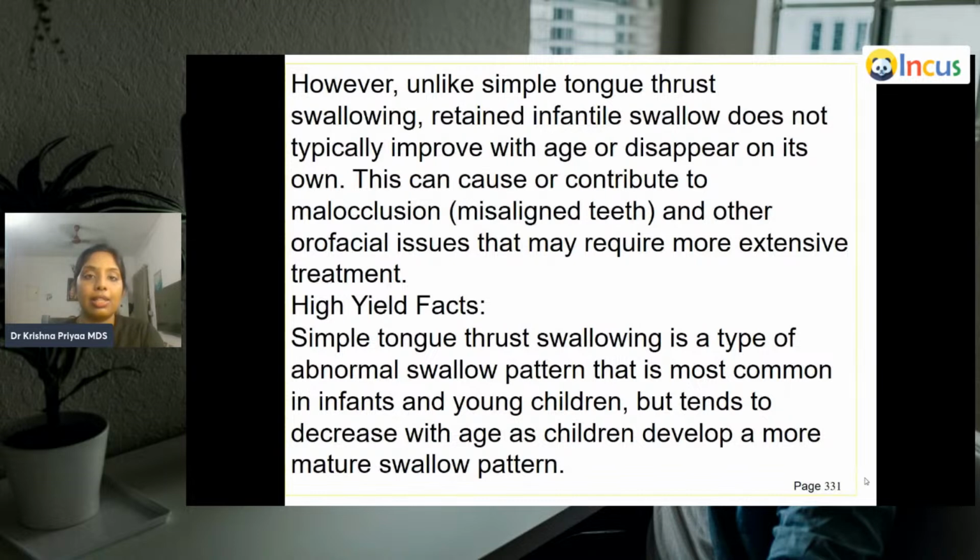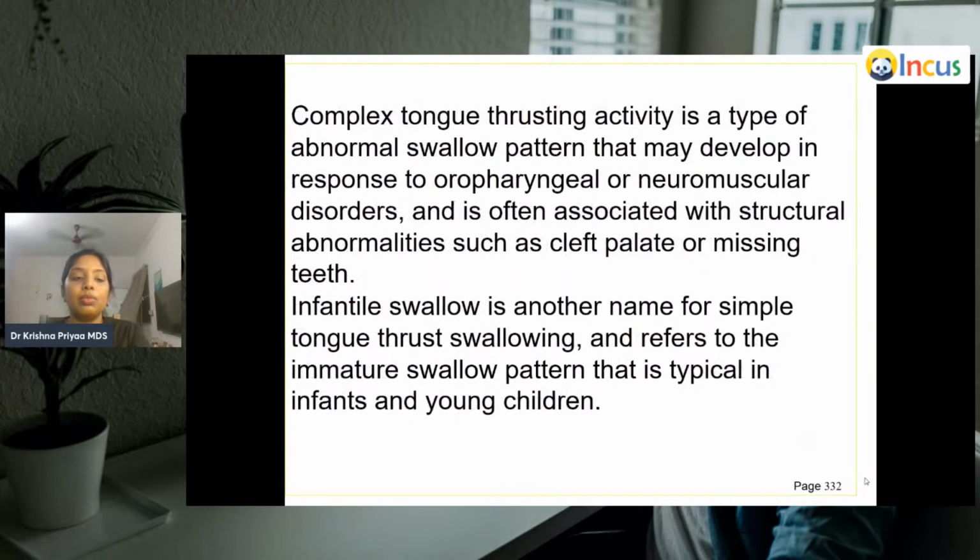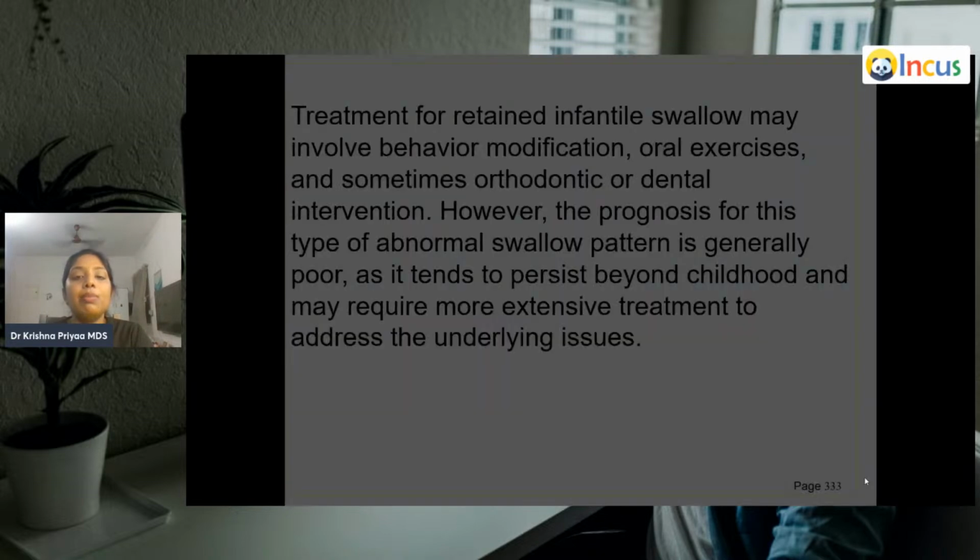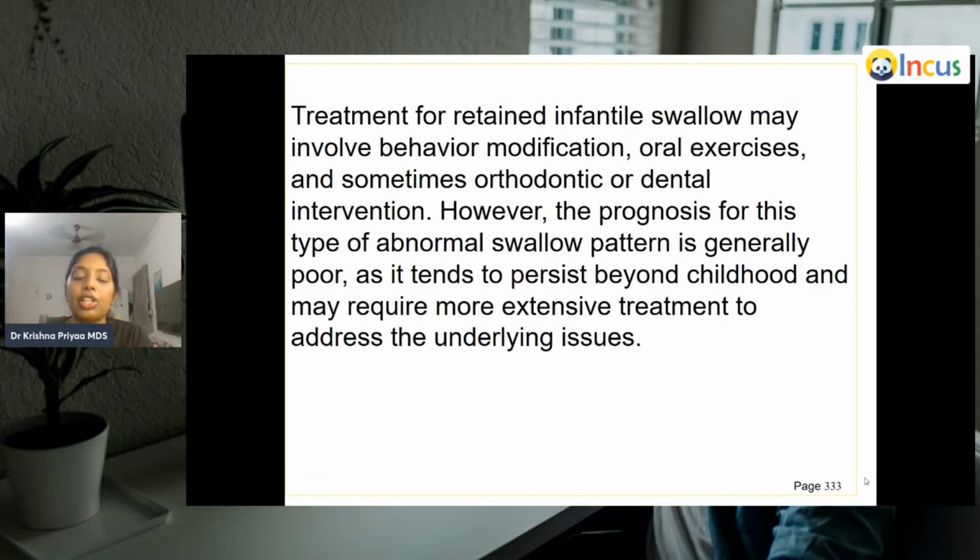The important aspect here is that simple tongue thrust swallowing is an abnormal swallow pattern that is mostly present in infants and young children, but it tends to decrease with age as children develop a more mature swallow pattern. When it comes to retained infantile swallow, that is bad and it has the poorest prognosis. Treatment for that would be behavior modification, oral exercises, and sometimes orthodontic intervention is also necessary.